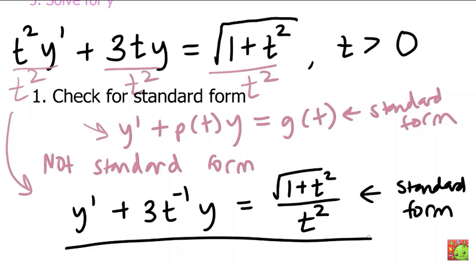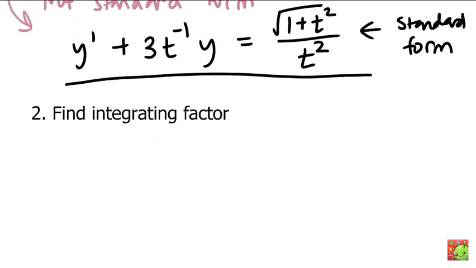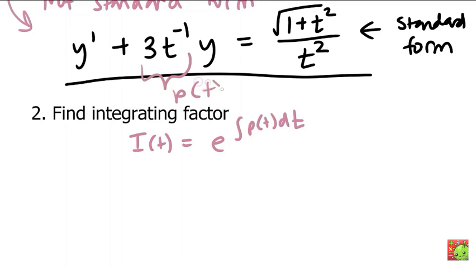Our next step is to find the integrating factor. The integrating factor, if you recall, is I of t equals e to the integral of p of t dt. And our p of t is something we get from the standard form right here. So this is our p of t. Now that we know that, we can easily solve for our integrating factor. We just plug that in: the integral of 3 t to the negative 1 dt.